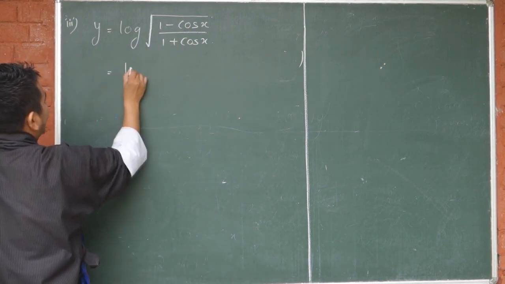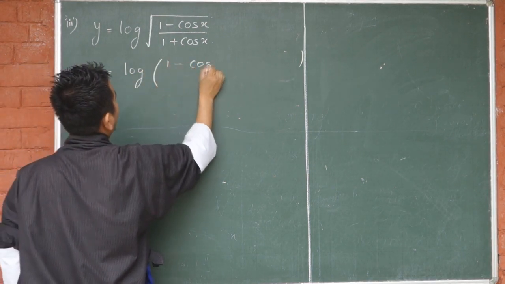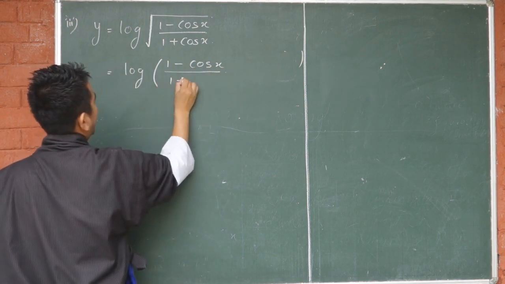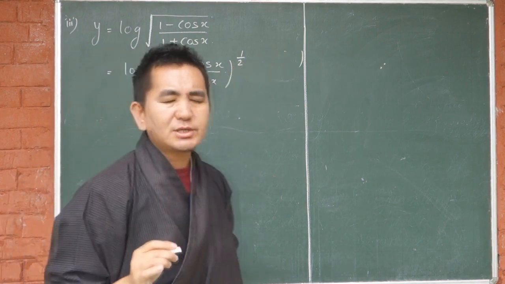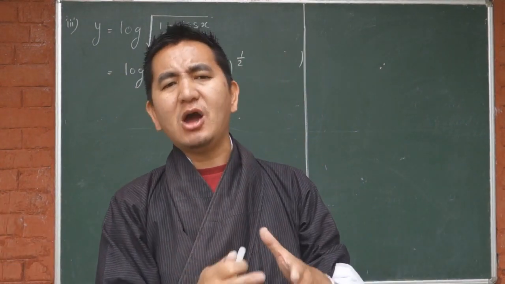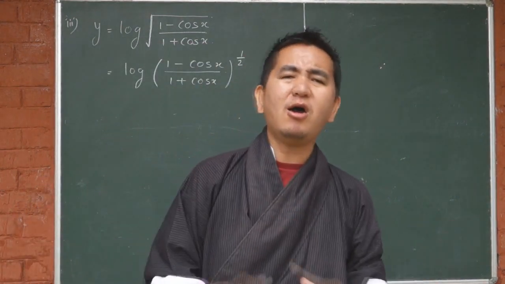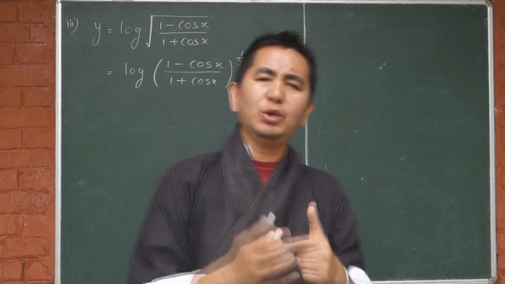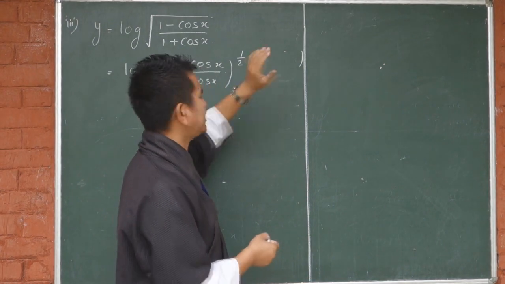How to go about this one? Log of, change this root to the exponential form. We have (1 minus cos x) divided by (1 plus cos x) raised to half. When you deal with calculus, you should know all the methods, whether it's rationalization, whether you differentiate directly, whether you use the identities, whether you differentiate implicitly by taking log on both sides, or whether you apply the logarithm law. You should be thorough with all the methods. Only then will you later know which method is the easiest one.